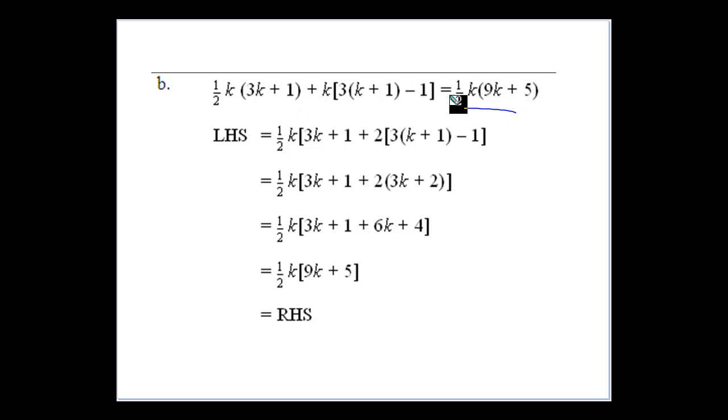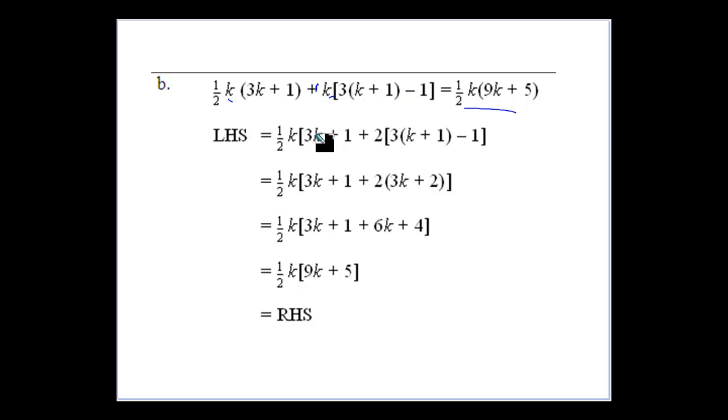So we want a half k out the front. So that's not too bad. We can get a k out the front. We can take a half out as well. That's just going to leave us a 3k plus 1 from this term. And again, we're going to factorise, we've got a 1 there, so we factorise a half out of 1, gives us the 2, outside of 3k plus 1 minus 1.